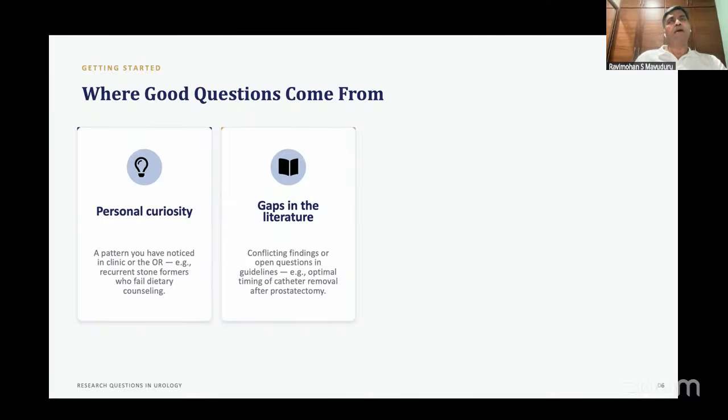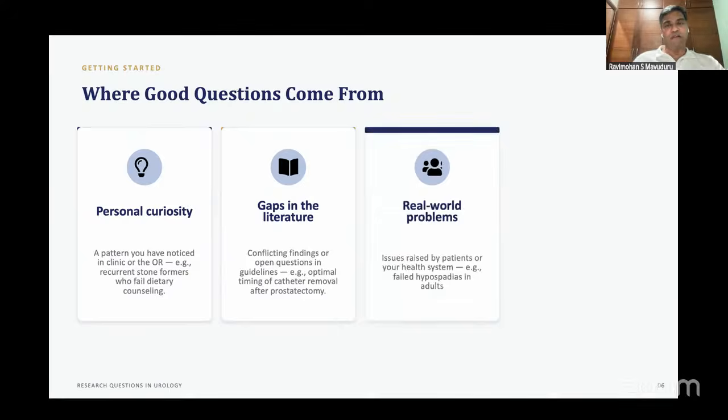A simple thing like, what is the optimal time of catheter removal after prostatectomy? Somebody would say 3 days, somebody would say 5 days, and you might have seen that if you remove it at 3 days, it's a problem. So with your curiosity, if you see what all has been published, then you find a right gap in the literature so that your research question can be generated.